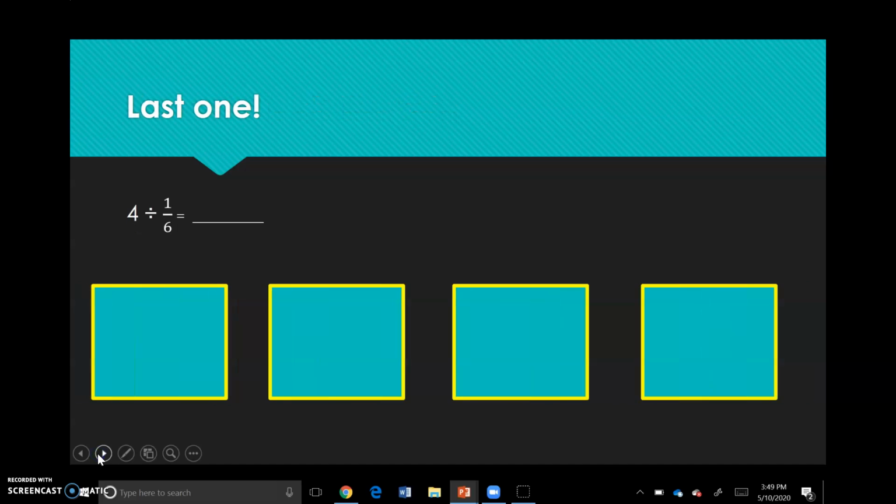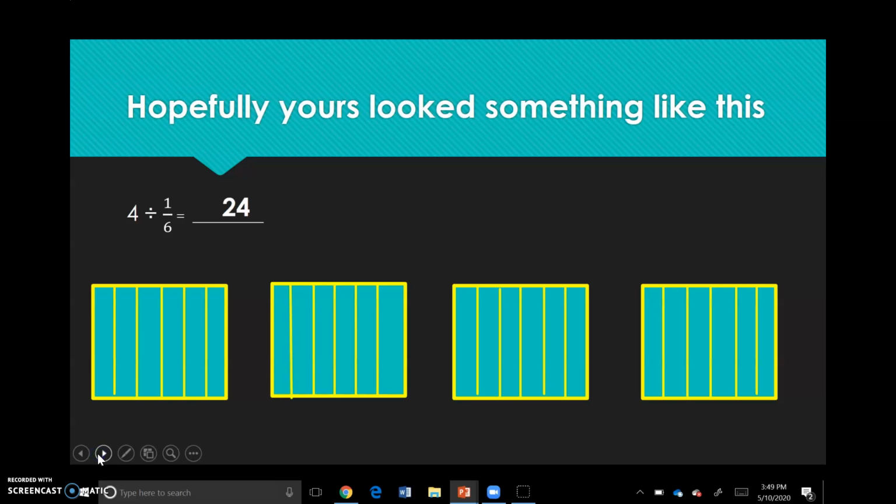Last one, let's try one more. What if we had 4 divided into 1/6 pieces? So what if we had 4 wholes, but this time we're going to divide them up into 6 pieces each. So each whole is going to be split into 6, or each whole is going to be 6 pieces. How many pieces will we have all together? Hopefully you're thinking of this. 24. 4 divided by 1/6 equals 24.